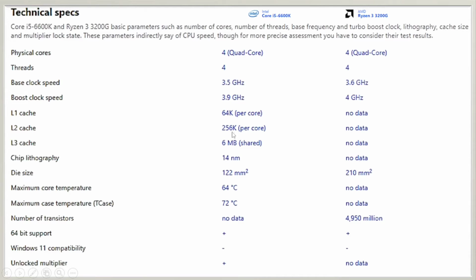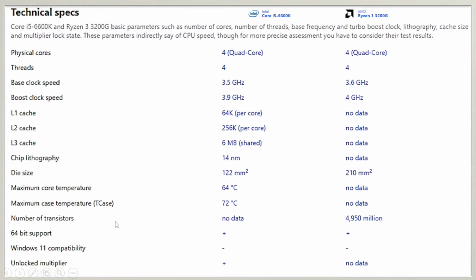Next, the chip lithography of the Intel i5 is 14 nanometer. When it comes to die size, the i5 has 122 square millimeters, and the AMD has 210 square millimeters. When it comes to maximum core temperature, the i5 has 64 degrees Celsius, and we have no data on Ryzen 3. For maximum case temperature, we have 72 degrees and no data for Ryzen 3.